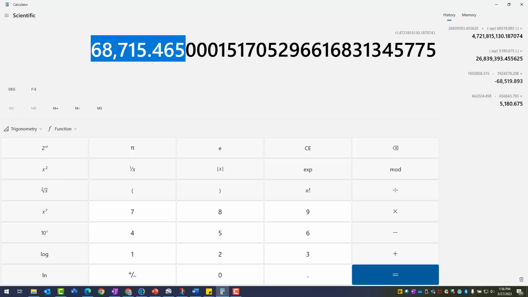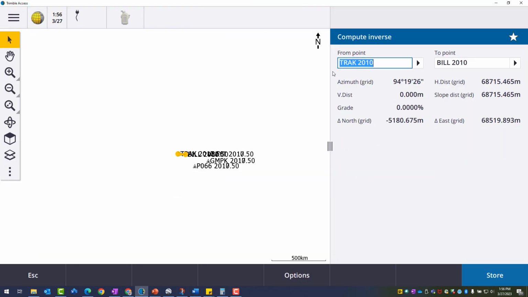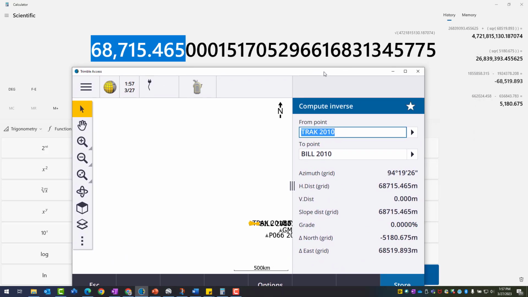And just as a check, because that's in meters, 68,000 meters, I plug these two coordinates into my Trimble Access emulator, and I inverse between Track and Bill using NAD 83 (2011) epoch 2010. And my horizontal distance on the grid is 68,715.465. So there's our check.